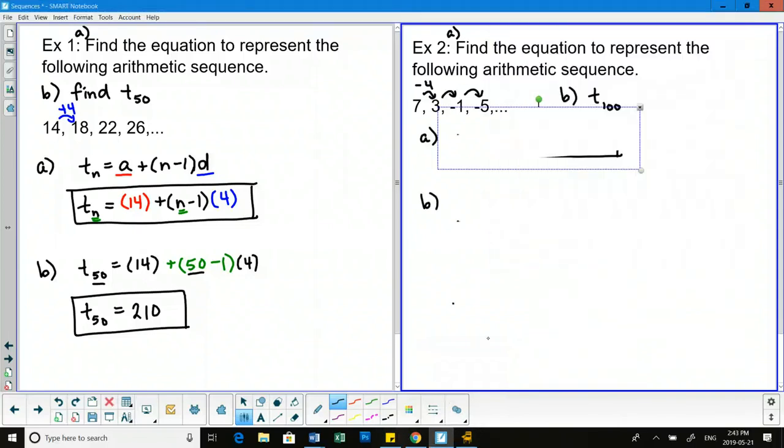All right. Can somebody tell me what they found for the first part here? What's the general equation? Paige, go ahead. Tn equals 7 plus n minus 1 times -4. Lovely.